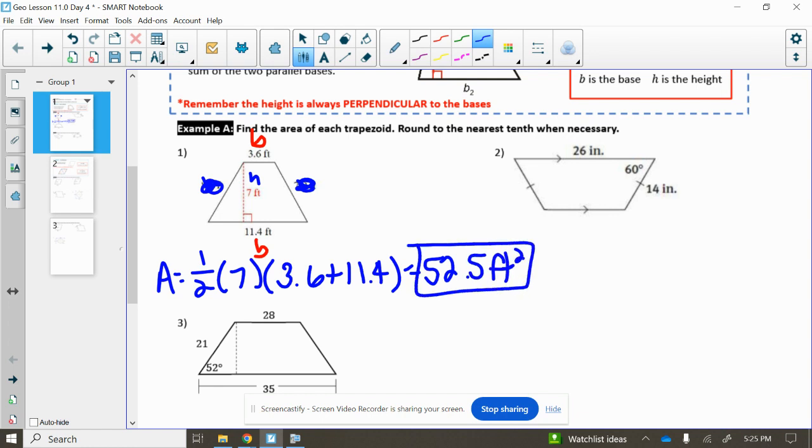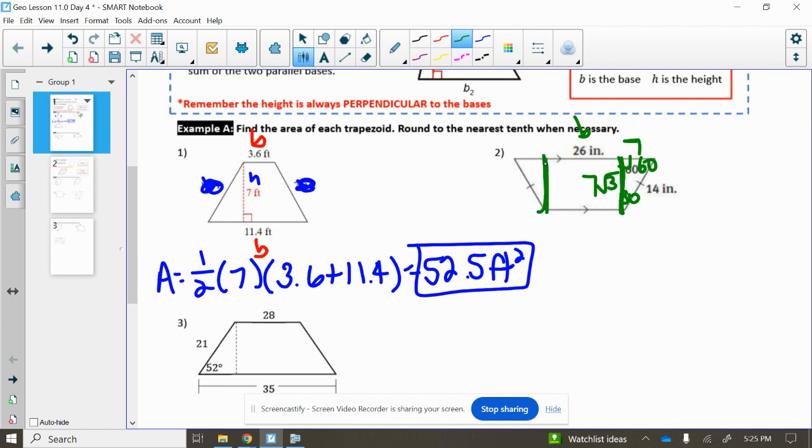Now on our second example, we are only given the first base. We aren't given the second base, but we are given one of the legs of this isosceles trapezoid and the fact that this angle here is 60 degrees. And we've talked a lot lately about 30, 60, 90s. So if that hypotenuse is 14, we know this piece is 7, and that height is 7 square root 3.